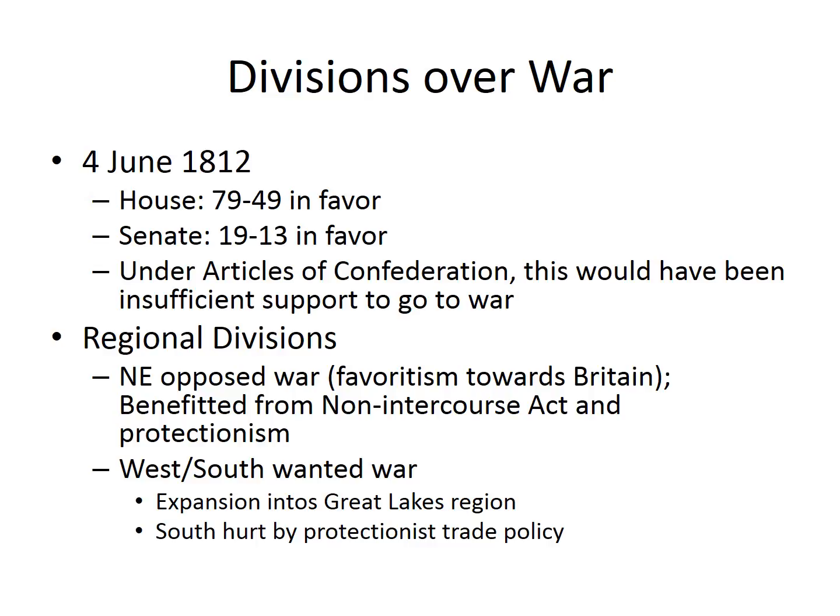Under the Articles of Confederation, this would not have been sufficient to go to war. You needed a 2/3 majority under the Articles of Confederation to go to war. And clearly this isn't 2/3. And as I've said, New England opposes the war. They show favoritism towards Britain. They benefited from the Non-Intercourse Act and from protectionism. The West and South wanted the war because of access to the Great Lakes, access to the Mississippi, driving the British once and for all from North America, particularly south of the St. Lawrence.